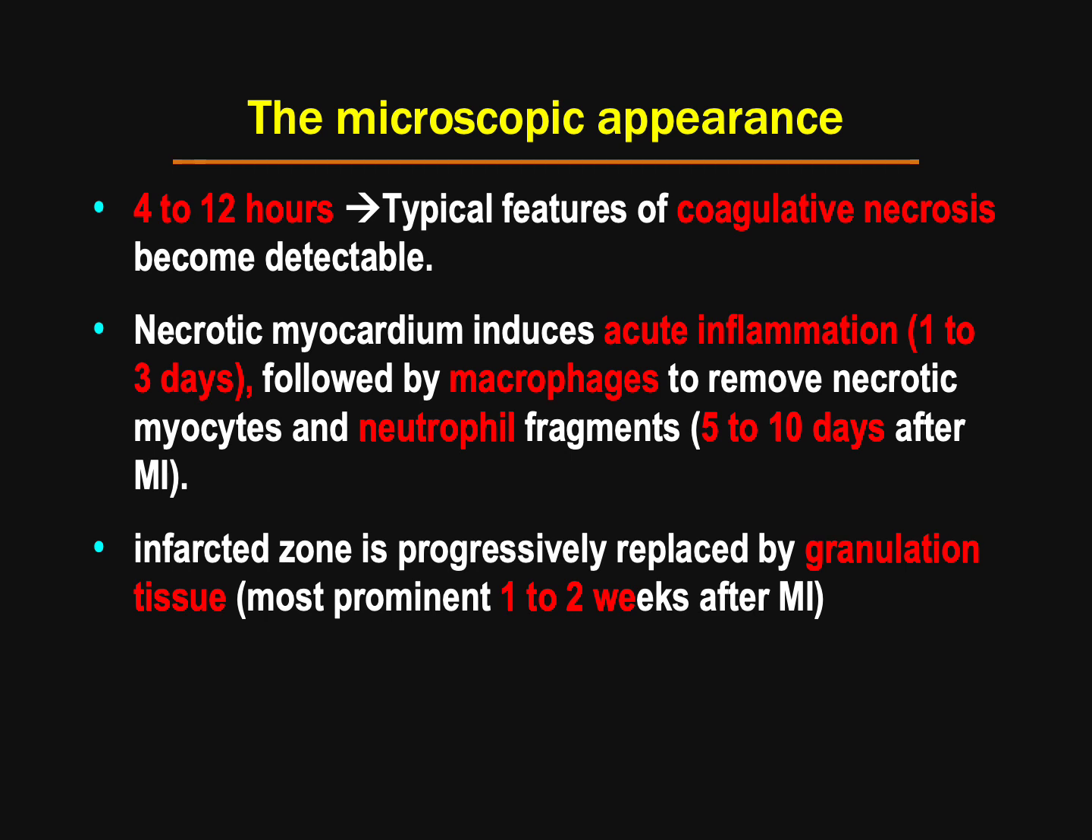Microscopically, the typical features of coagulative necrosis become detectable within 4 to 12 hours after the myocardial infarction. Necrotic myocardium induces an acute inflammatory reaction within 1 to 3 days. This is followed by the aggregation of macrophages. Macrophages come to the tissue to remove the necrotic myocytes and the neutrophil fragments, becoming more prominent within 5 to 10 days after myocardial infarction. The infarcted zone is progressively replaced by granulation tissue, most prominent within 1 to 2 weeks after myocardial infarction.